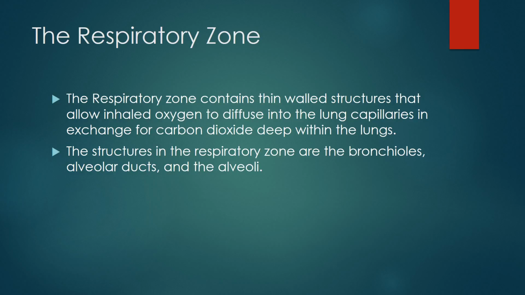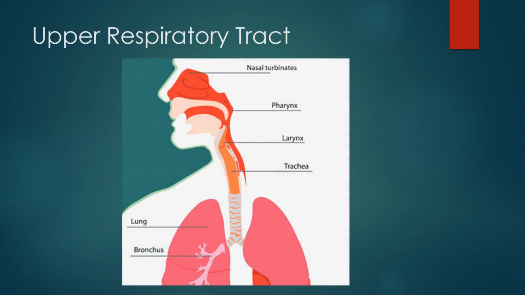The respiratory zone consists of the bronchioles, alveolar ducts, and alveoli. The respiratory zone contains thin-walled structures, the alveoli, which allow inhaled oxygen to diffuse into the bloodstream in exchange for carbon dioxide deep within the lungs.